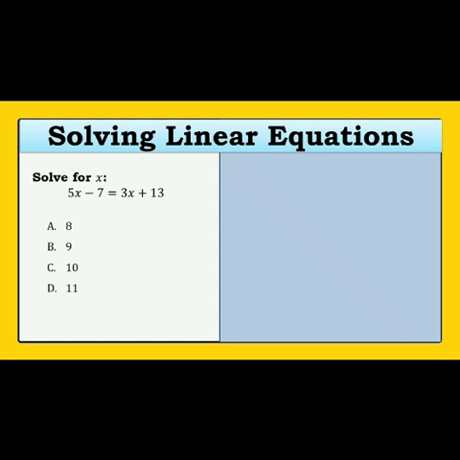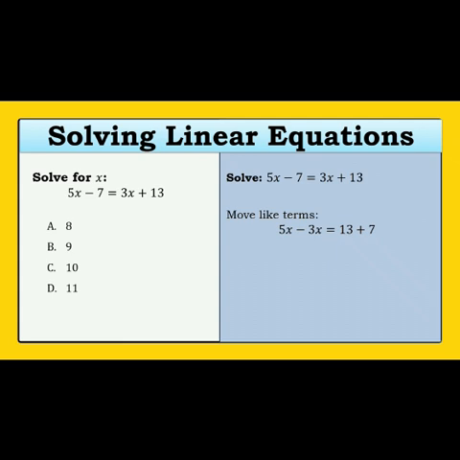Alright, let's solve. First, we're going to combine like terms. So, identify like terms. Group terms with the same variable together and identify the constants. So we're going to move the variables in the left side and the constant in the right side. So we have here 5x minus 3x is equal to 13 plus 7.